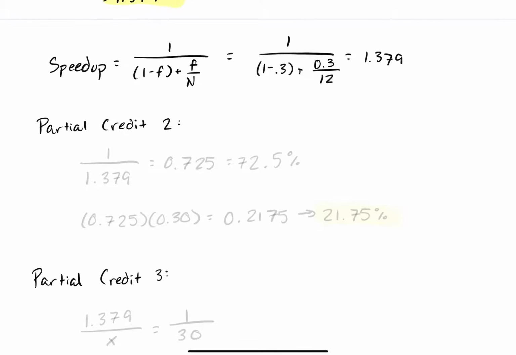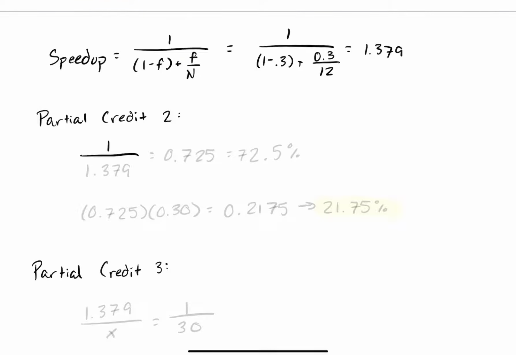With partial credit 2, I began by normalizing the time into the time of the unenhanced system's execution time. By dividing 1 by the improvement factor, this gave us the number 0.725. This means that the enhanced execution time is 72.5% of the unenhanced execution time.